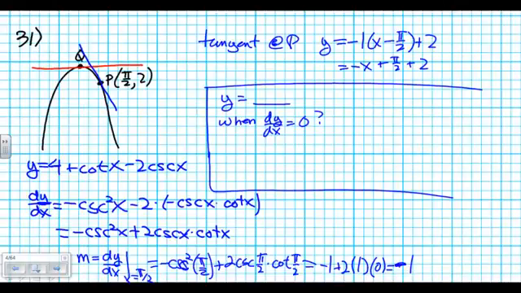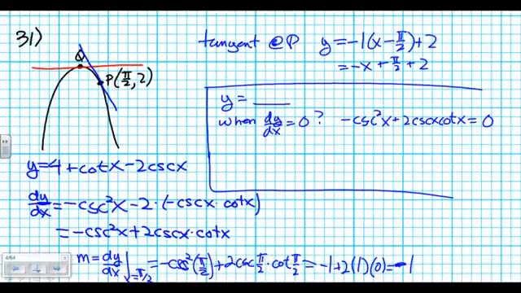So when does negative cosecant squared... But that's for a different line. Wait, nope, this is all the same curve. Oh yeah, this derivative is for everything on that curve. Yep, I got it. Negative cosecant squared plus 2 cosecant cotangent. When does that equal 0? It looks awful, but we can do it.